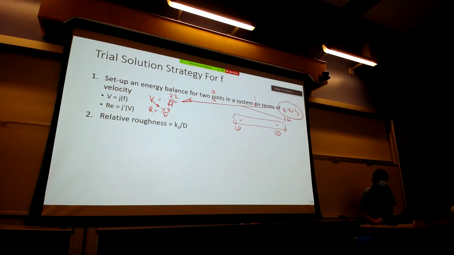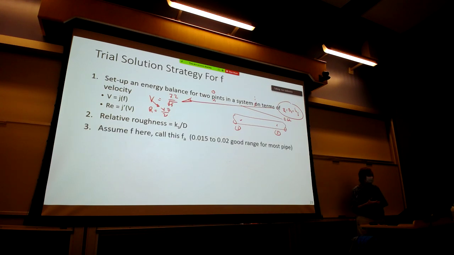So, the next thing we would run into, after we've done our energy balance in step 1, is step 2: to calculate the relative roughness. And again, think of the problem we just did 3 times. You were given the absolute roughness, you were given the pipe diameter.